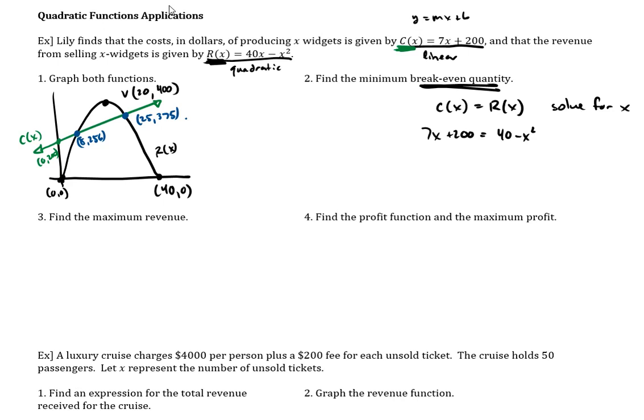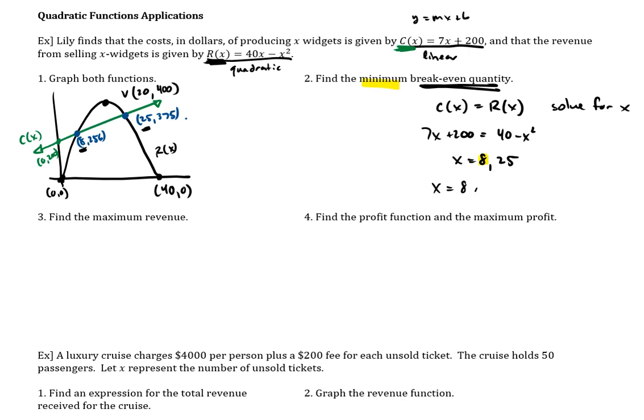However, we already used the calculator, and we can see those intersection points. It's x equals 8 and x equals 25 where they are both equal to each other. So x equals 8 and 25. Well, in this problem, they asked for the minimum break-even quantity. So that means 8. So x equals 8.